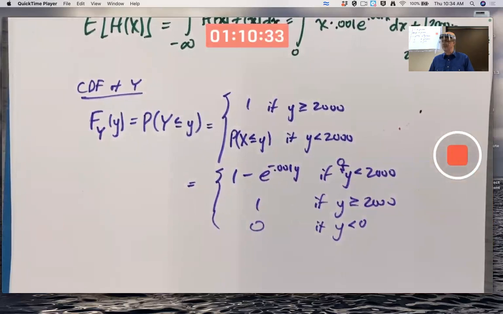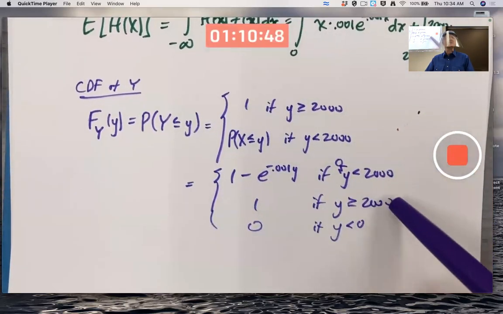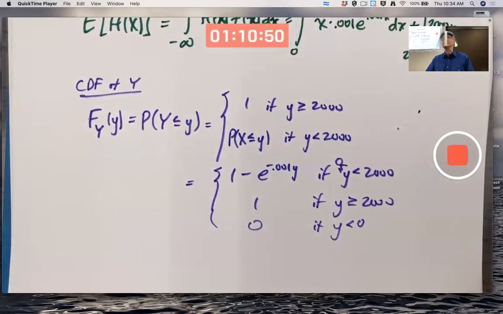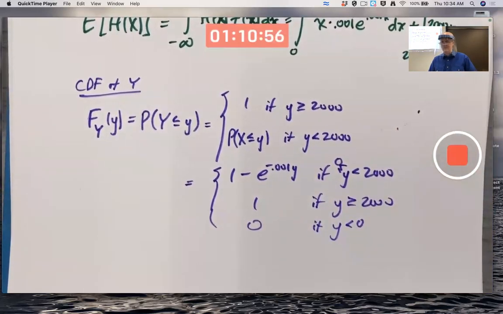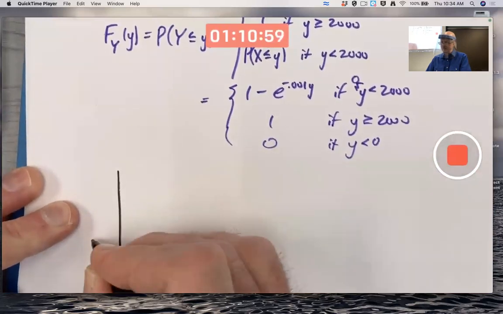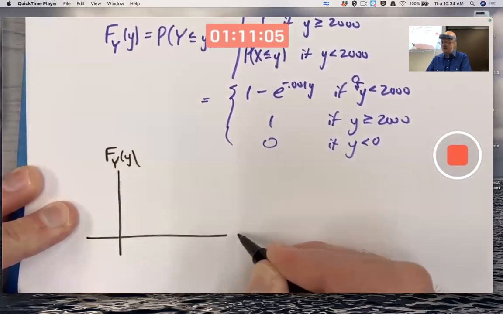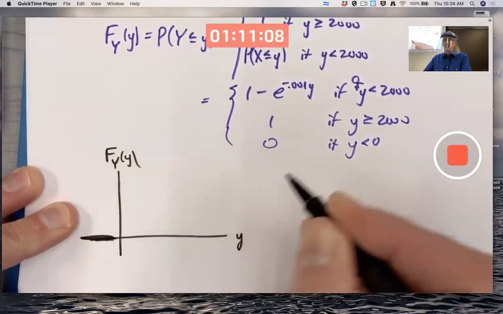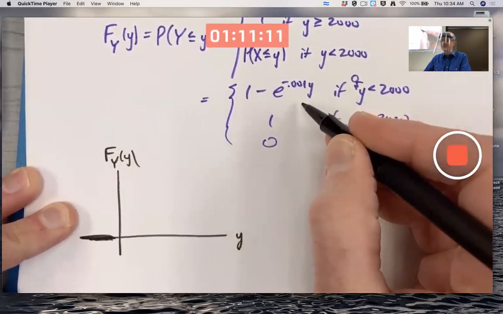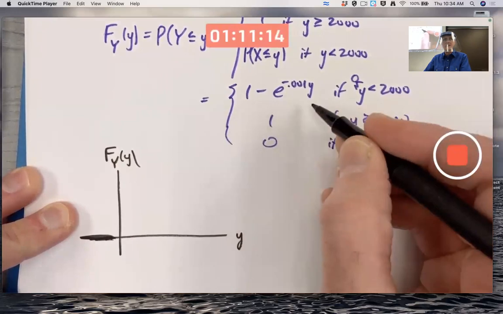Where's the discontinuity? Is it 0? No, the discontinuity is at 2,000 this time. It's at 0 for the deductible insurance. It's at the cap for capped insurance. The graph of capital F sub capital Y can be 0 over here. This does have a limit of 0 as y goes to 0, because e to the 0 is 1. 1 minus 1 is 0.